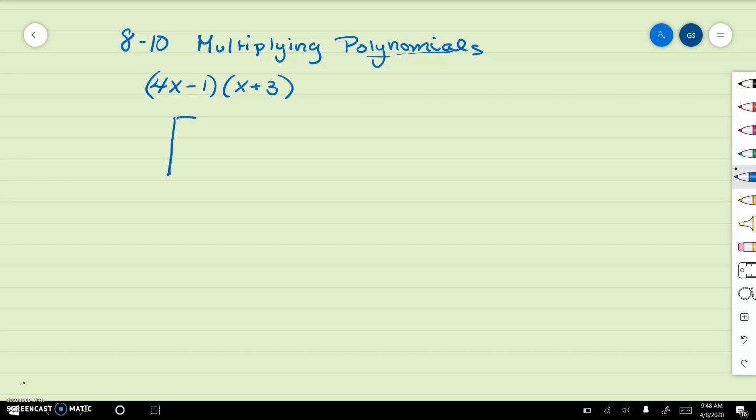Okay, so here's the box that we may have made every time. We're going to put 4x minus 1 on the top. So I put 4x minus 1 on the top for the first binomial, and I put x plus 3 on the left side for the second binomial. All right, we are going to multiply right into this box.